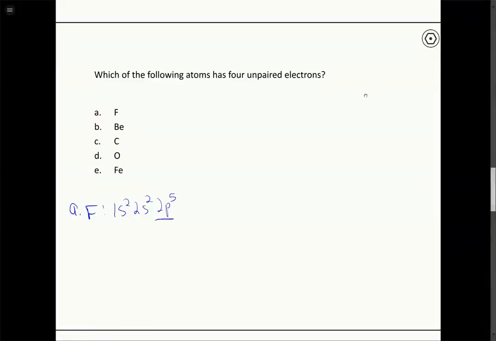So 2p can hold up to 6 electrons. This one only has 5. What we need to do then is figure out how many of these 2p electrons are unpaired. Remember that unpaired means it's going to have a certain spin value, spin up or spin down, without another electron of the opposite spin paired with it. If we look at the 2p subshell, we have 3 2p orbitals in any given 2p subshell. Now we have 5 electrons to put in.